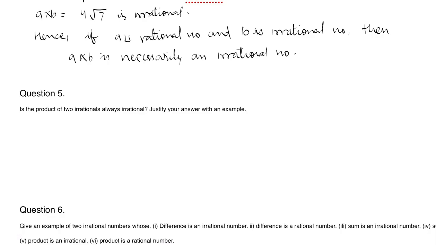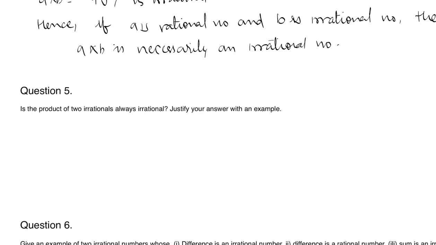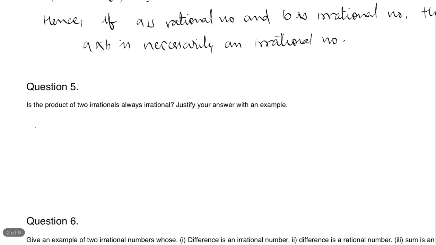Okay. Question number 5 is, is the product of two irrationals always irrational? Justify your answer with an example. No, the product of two irrational numbers may be a rational number. For example, root 5 is an irrational number.